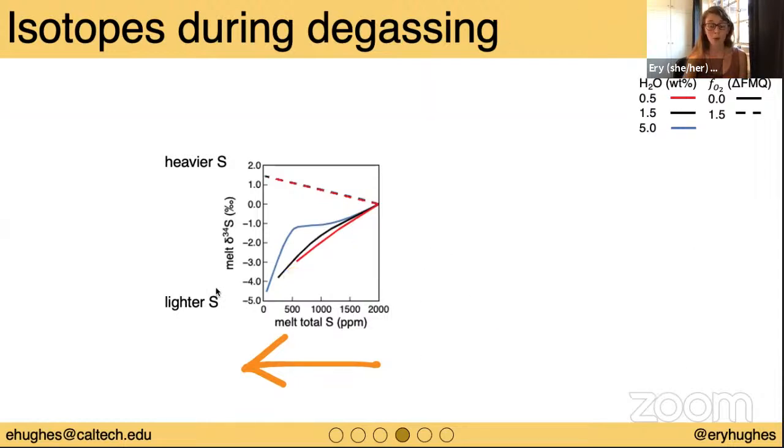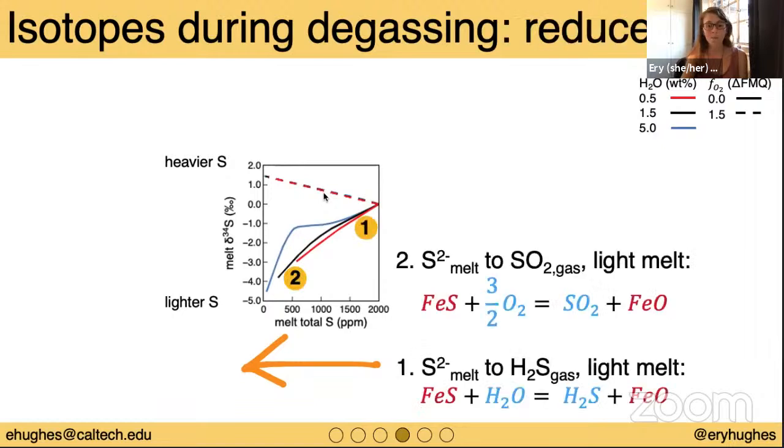And I should say that we can see that depending on the initial oxidation state, we're getting very different behavior of the sulfur isotopes. And this can be explained using the same reactions. So in the reduced case, we have sulfide always in the melt, and it either degasses to sulfur dioxide or hydrogen sulfide. But in both cases, the melt prefers to have the lighter isotope of sulfur, and therefore as degassing proceeds, our melt gets lighter and lighter.